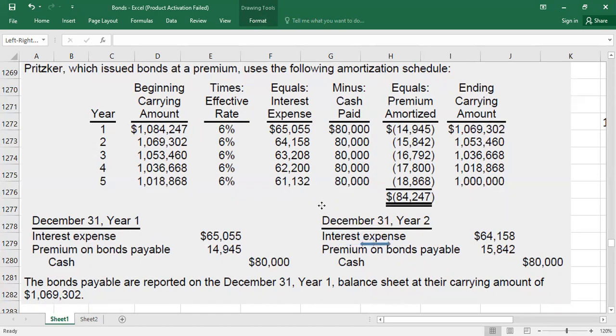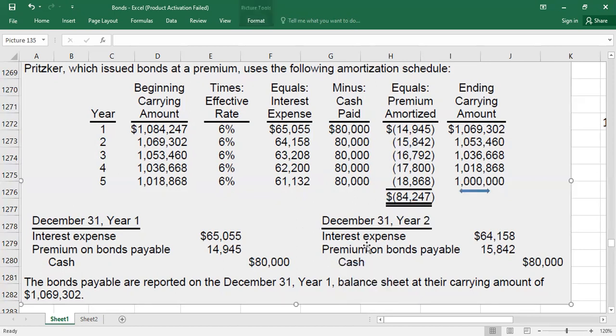Debit will go to interest expense with the year two value, which is 64,154. Debit premium on bonds payable, its amortization amount, which is $15,842. And credit will go to cash with the actual interest paid, which is 80,000. So this is how you will pass the entry over the 5 years.